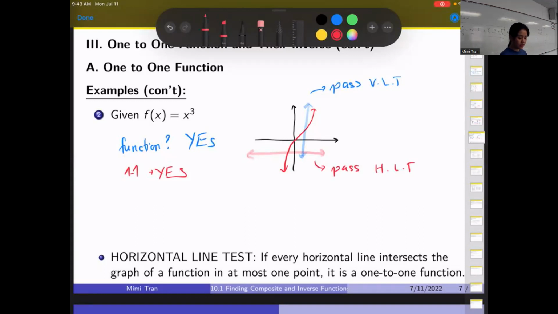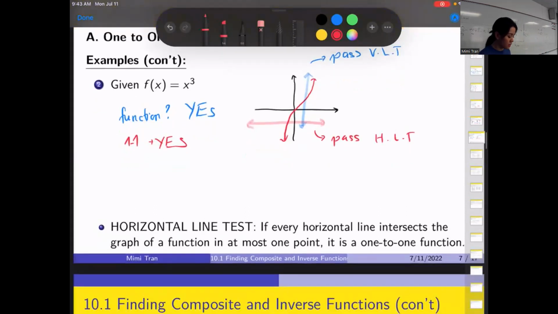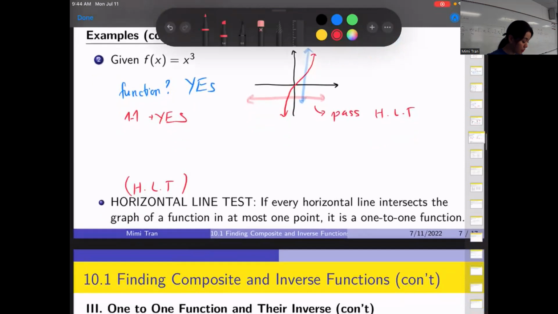So the bottom line is for the horizontal line test, often abbreviated as HLT: if every horizontal line intersects the graph of a function in at most one point, it is a one-to-one function. Remember on the exam, don't mix up the vertical and the horizontal. Make sure you know which one you use for what.